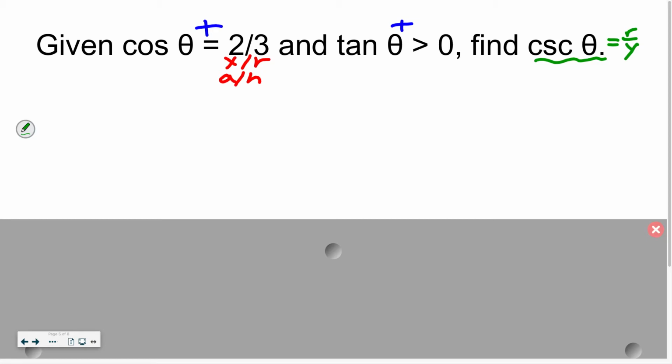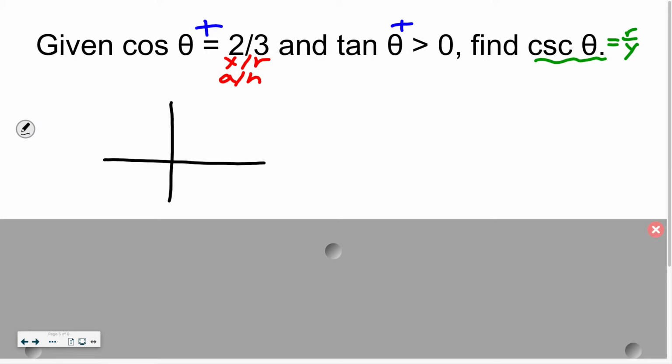Since both cosine and tangent are positive, where is my triangle? Where's my point? In which quadrant? Hannah says the first quadrant. If cosine is positive, then secant is positive. If tangent is positive, then cotangent is positive. What's the only quadrant where more than one trig ratio is positive? Quadrant 1. Which leads us to believe that our answer cosecant is also going to be positive, right? So you can think ahead to your answer, like you know your answer should be a positive cosecant.